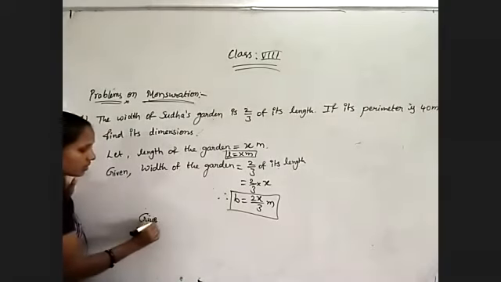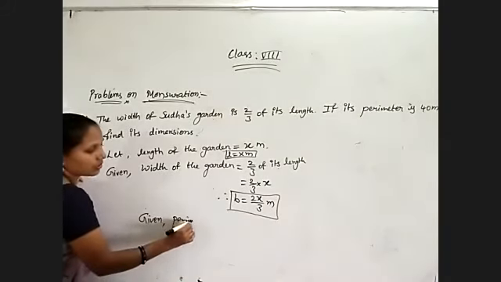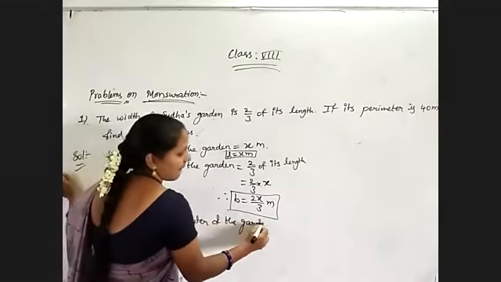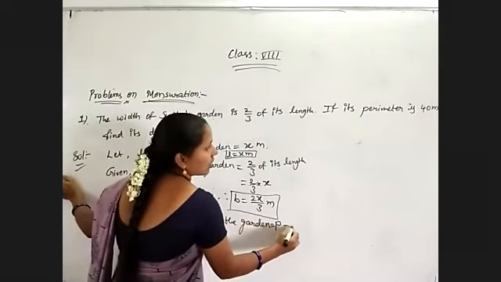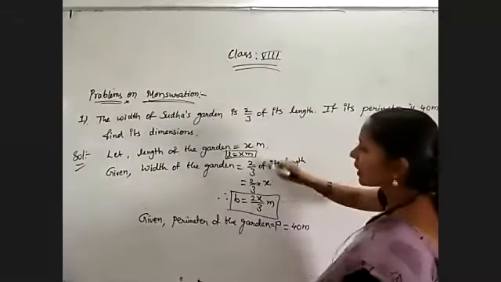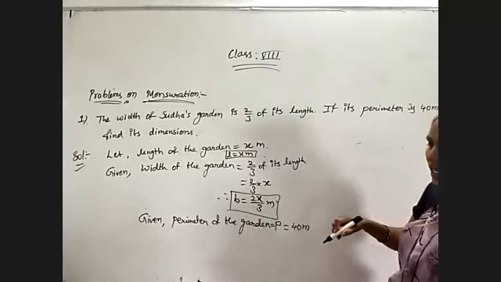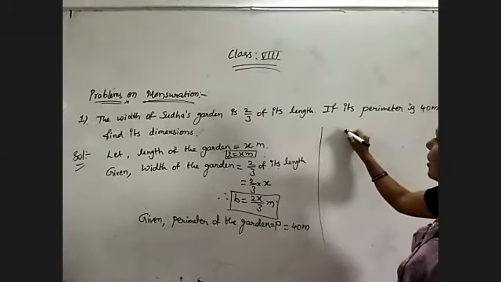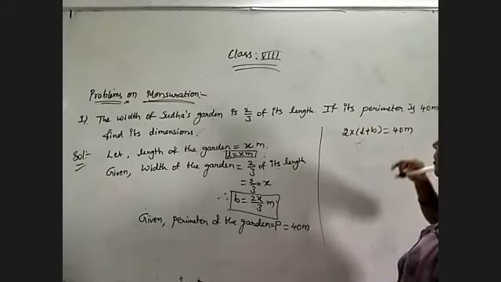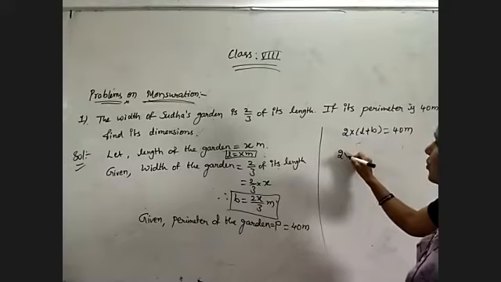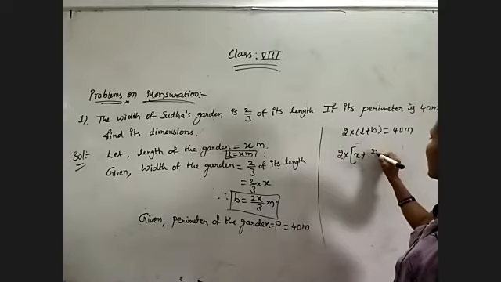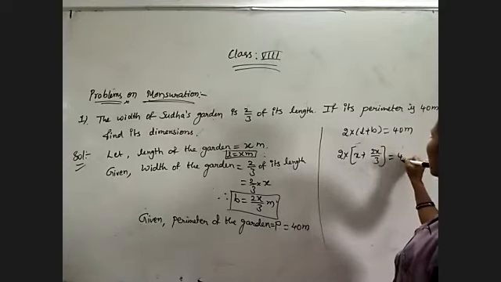Now we have the perimeter. Given perimeter of the garden, P is equal to 40 meters. Because the garden has 2 dimensions, L and B, it is a rectangle. So what is the perimeter of the rectangle? 2 into L plus B is equal to 40 meters, given in the question. So substitute all the values. 2 into L value x plus B value 2x/3 is equal to 40 meters.